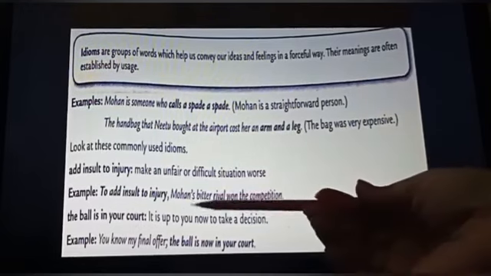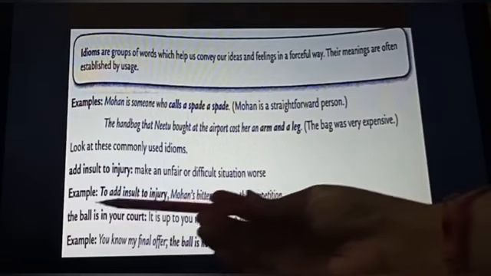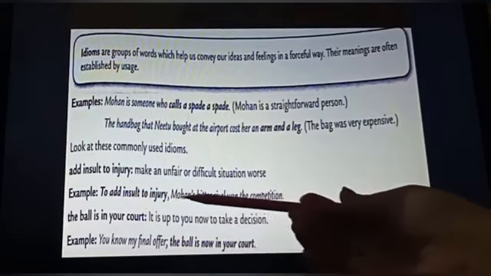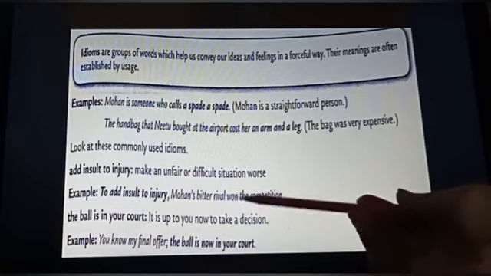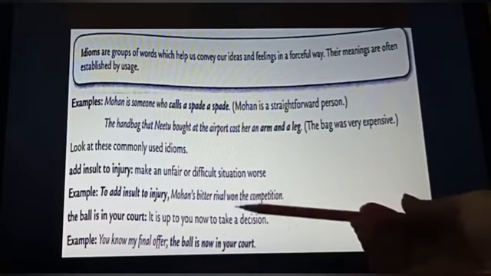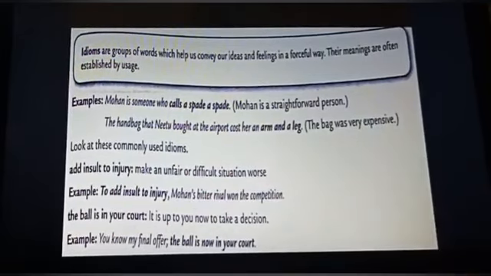Like, Mohan's bitter rival won the competition. Here, to add insult to injury, Mohan's bitter rival won the competition. Won, that is not one, it's won. It means Mohan was already so upset by his defeat. Now in this, what happened? To add insult to injury, his bitter rival, a great competitor, has won the competition.